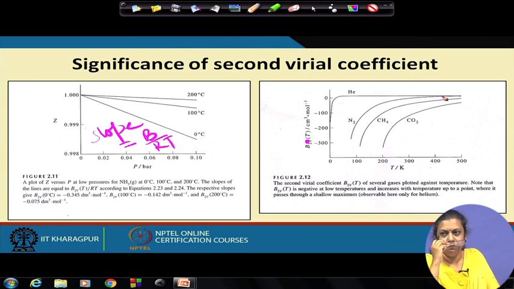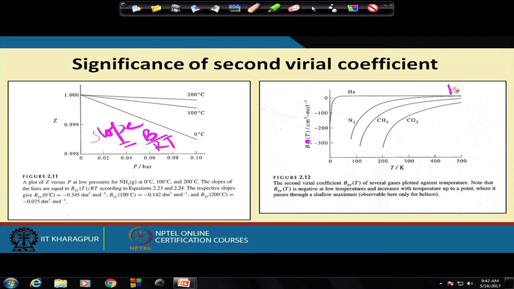What does it imply? For low to moderate pressure, B equals 0 means the gas is behaving ideally. So it appears that at the temperature for B equals 0, the gas behaves ideally. It is actually not so. At the temperature for B equals 0, the attractive and the repulsive forces are equal to one another, and this happens at a specific temperature, which is again a property of the gas, and this particular temperature is known as the Boyle temperature.